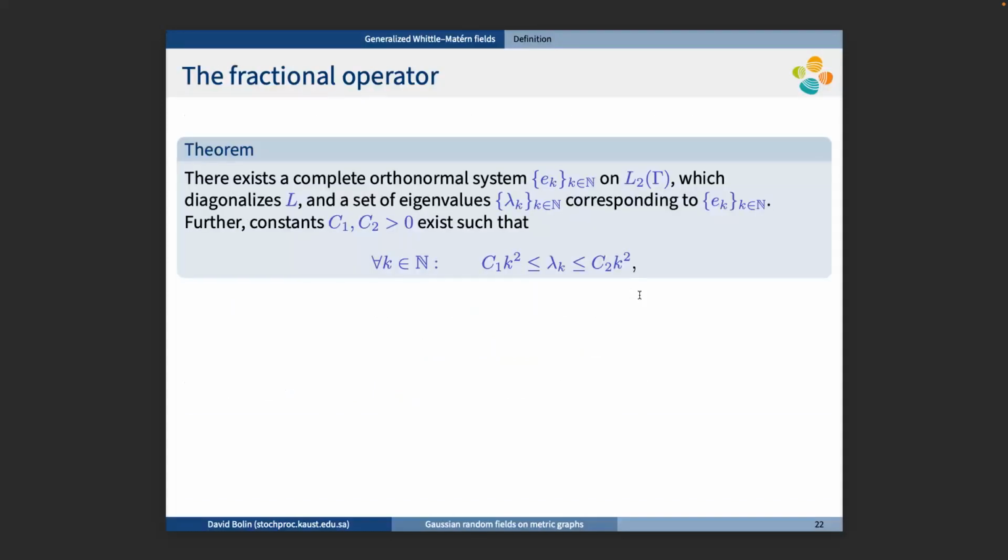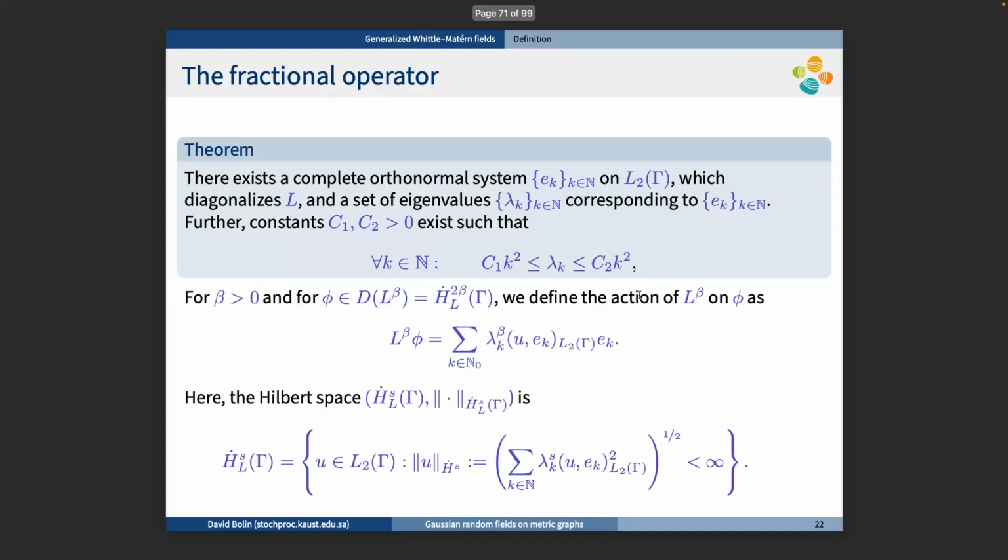Right, so that's what this is essentially saying: if you define this operator in this way, it has an eigenexpansion, and we also have a Weyl law for the eigenvalues, so we know how the eigenvalues behave. Because of this, we can define the fractional power in the spectral sense, which is just the standard way of defining the fractional power in the spectral sense.